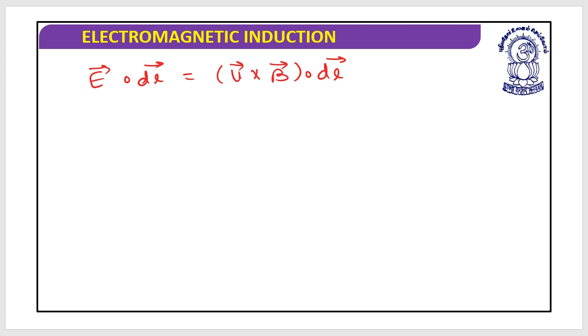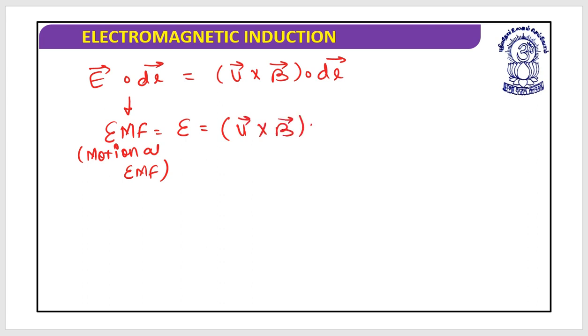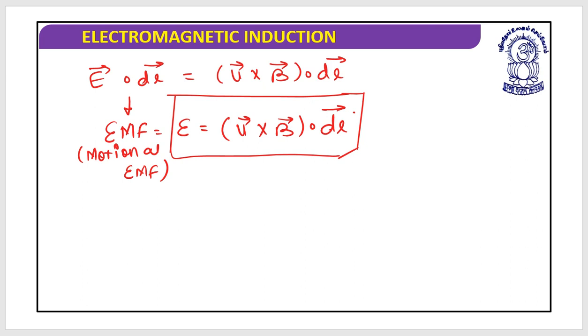I hope this is clear. Is it clear that E dot dl equals (v cross B) dot dl? Great. So if E dot dl is represented as EMF, that we call the motional EMF, denoted by ε, this equals (v cross B) dot dl. This is the vector form of motional EMF, but EMF is a scalar.